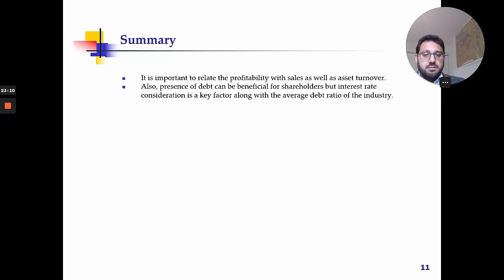But in general, when we use debt, we are using people's money to generate more profitability for the shareholders. Thank you.